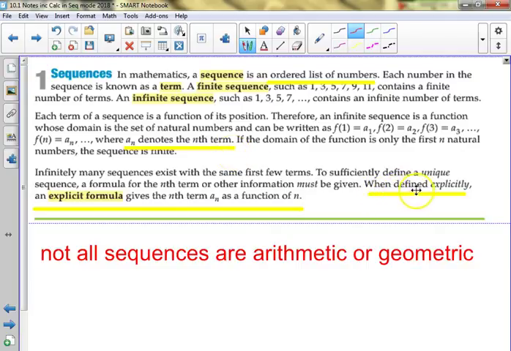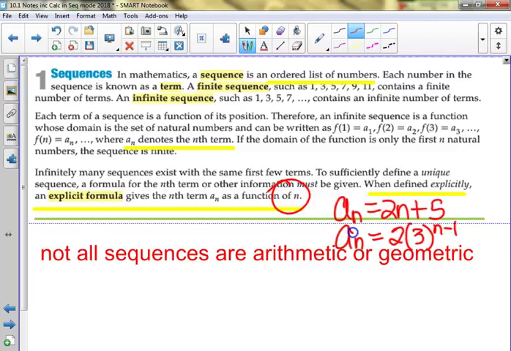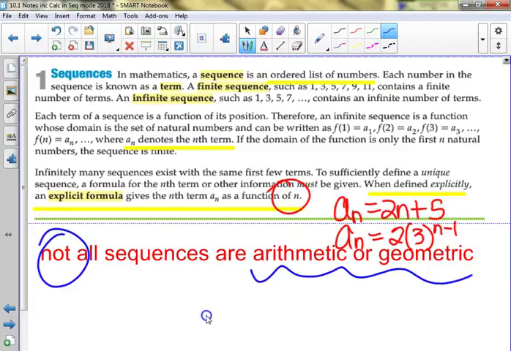When we define it explicitly, that means it has an n in it, or the term number. That's what we said, right? It's based on the term number. So explicit would look like this, okay? Or if it was geometric, might look like that. And it wouldn't necessarily have the n minus 1. Anything with an n. We're going to talk about a lot of sequences today that are not geometric nor arithmetic.